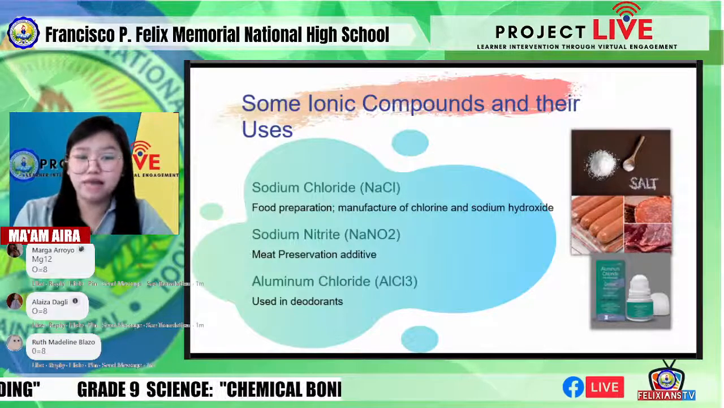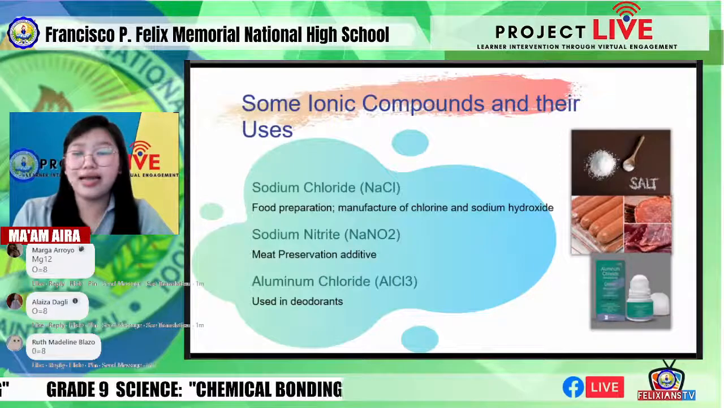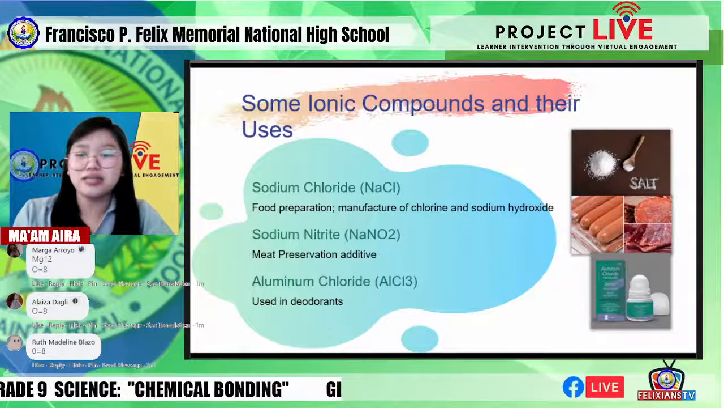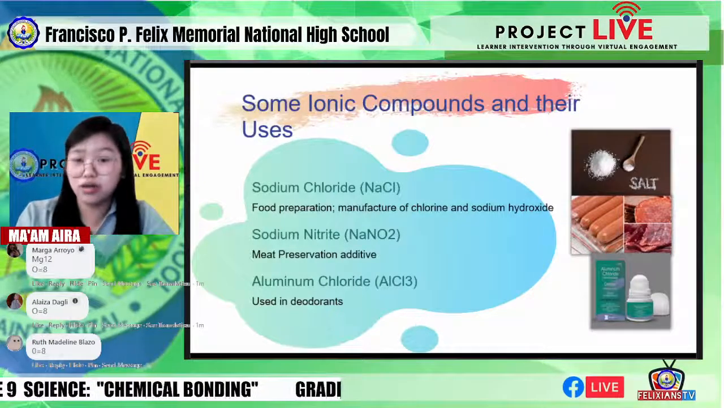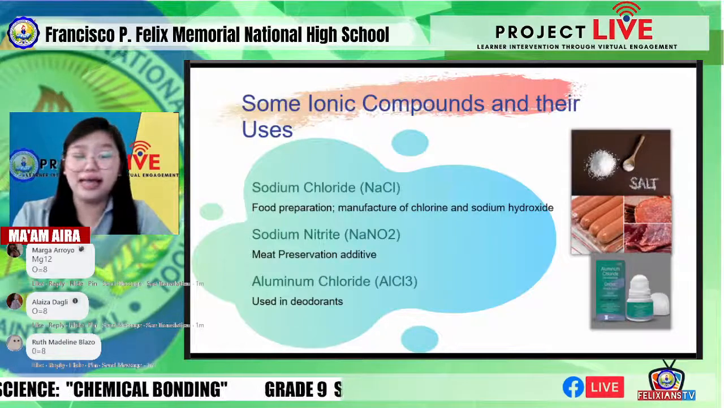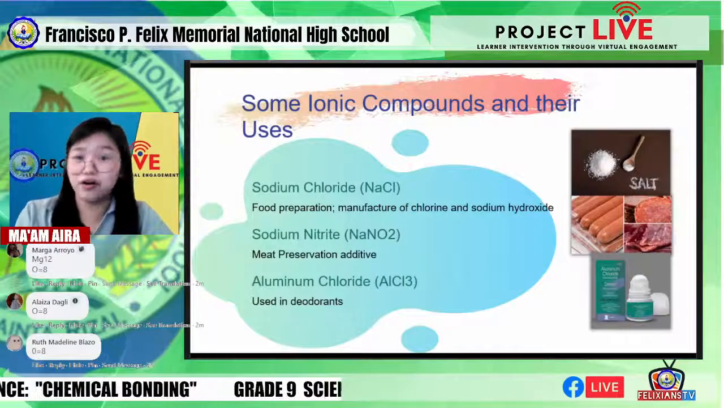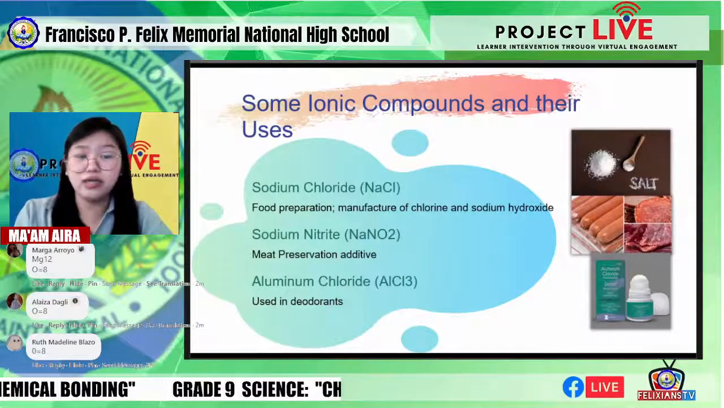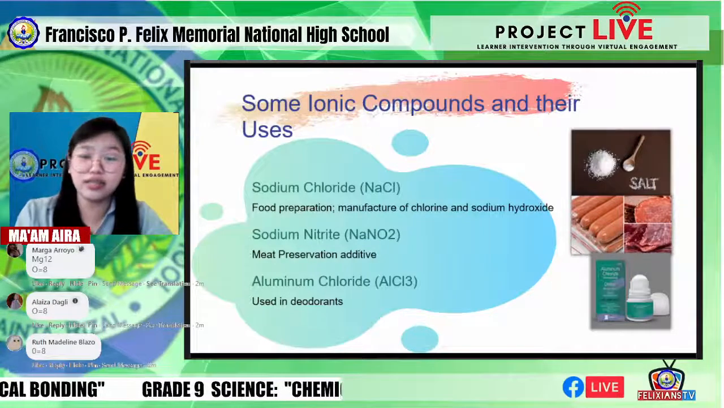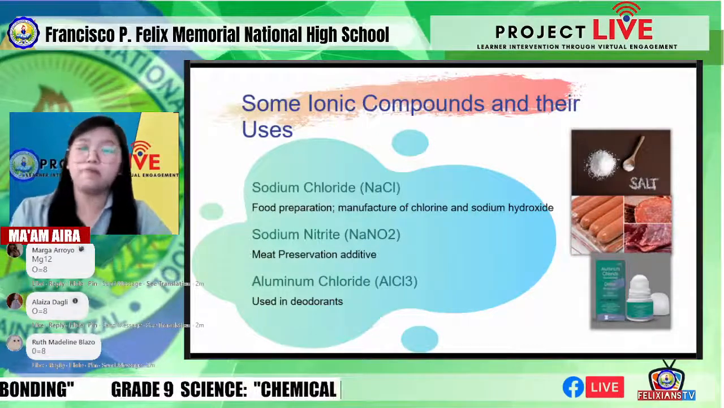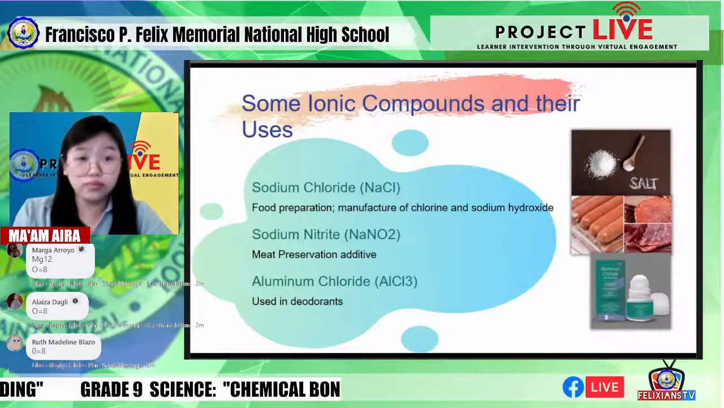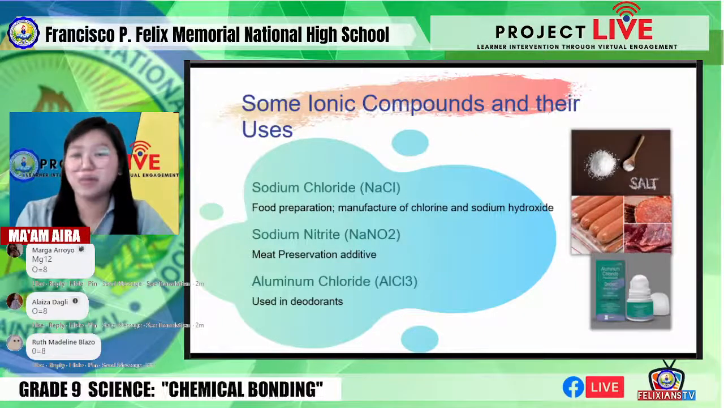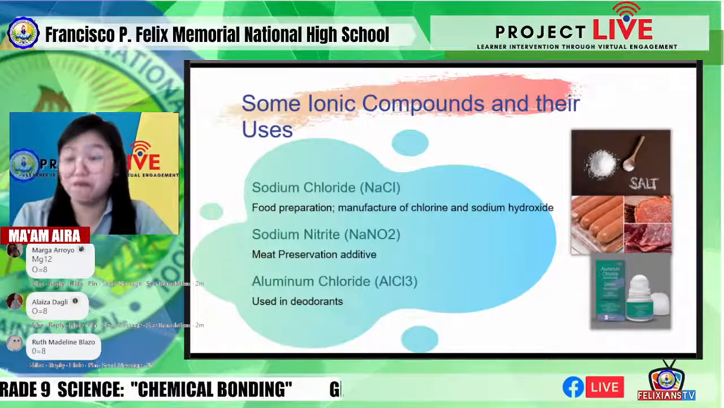Okay? Next, we have the sodium nitrite. This is an additive for meat preservation. Usually, ito po ay makikita sa mga frozen goods. Yung hot dogs, tocino, tsaka yung mga ham. Okay? And then the last example here of the application or uses of ionic compounds is aluminum chloride, which is used in deodorants. So as you can see, very important that we know how these ionic compounds are formed because we are seeing them every day. We are using them every day.